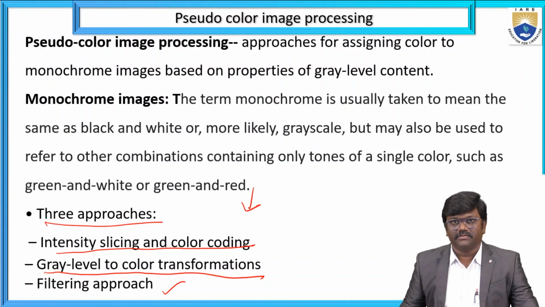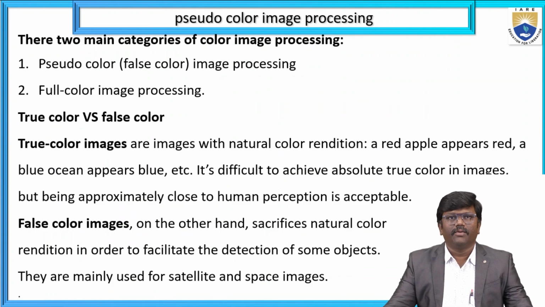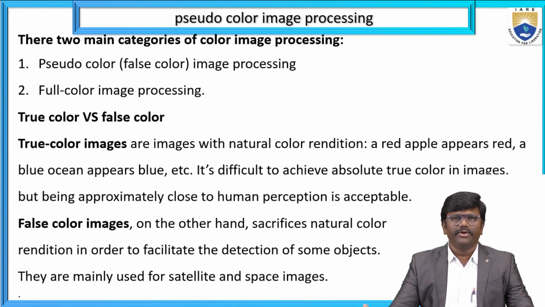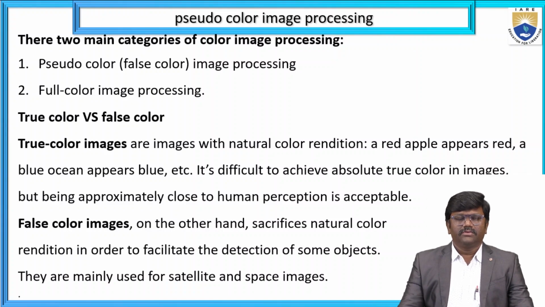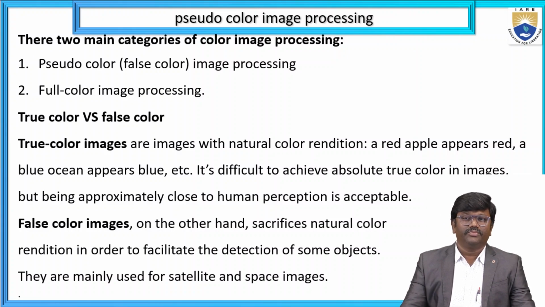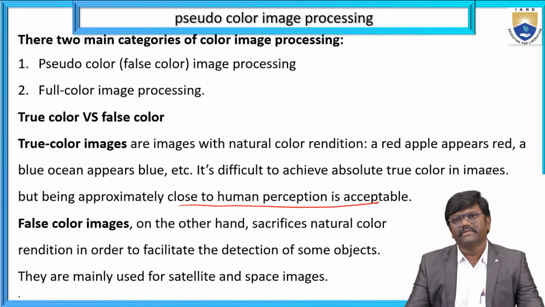Okay. So once we understand this simple concept, we can go into detail about pseudo color image processing, and how we understand it in terms of categorization. There are two main categories of color image processing. Number one, pseudo color image processing. Number two, full color image processing, where we are concentrating on true color versus false color. True color images are images with a natural color rendition. A red apple appears red, a blue ocean appears blue, etc. It is difficult to achieve absolute true color in color image processing, but being approximately close to human perception is acceptable.